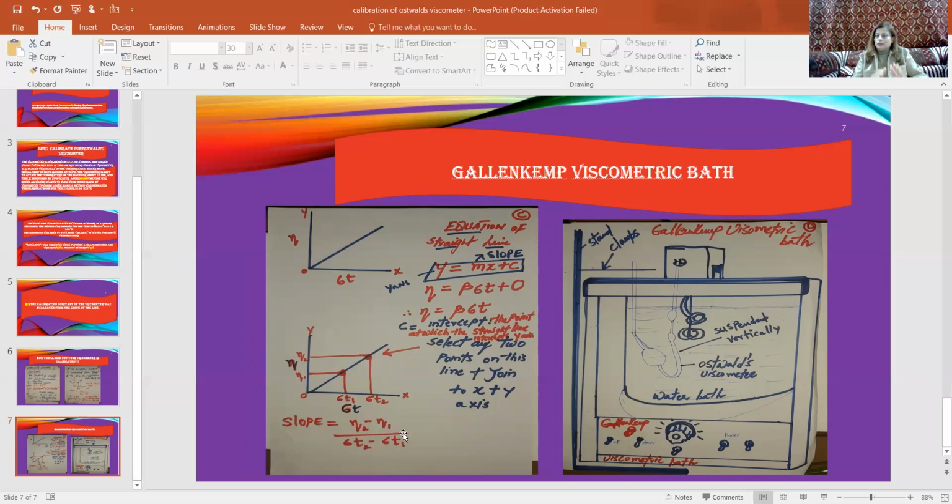Now you have the values there. You just do the simple subtraction and divide them, and you are going to get your slope. The value of the slope will be there. So in this way, you can find the slope.